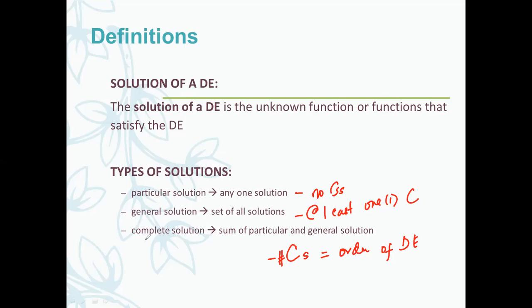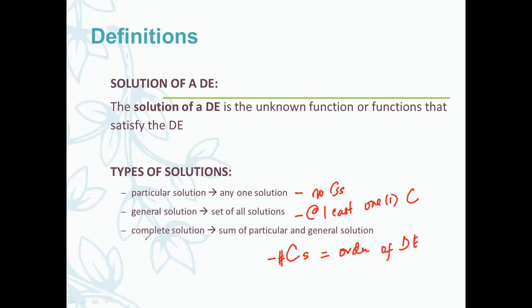So having said these two statements, it follows, class, that all complete solutions are general solutions. Why? Because the requirement for a general solution is at least one arbitrary constant. So if all arbitrary constants are there, it is also a general solution. So the complete solution of a DE at all times is also a general solution. Whereas a general solution may not be at all times equivalent to the complete solution.